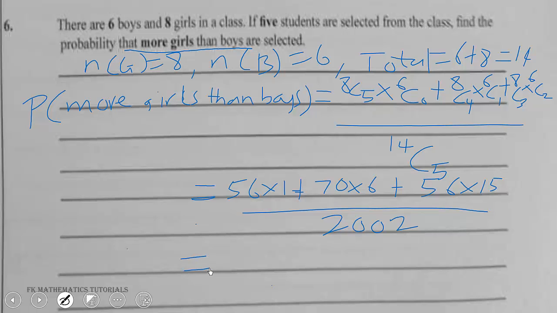So if you simplify the whole thing, you get 56 times 56 plus 70 times 6 plus 56 times 15. That will give us 1316 over 2002. So 1316 divided by 2002 will give us 94 over 143, or 0.657, or 0.66 to 2 decimal places.